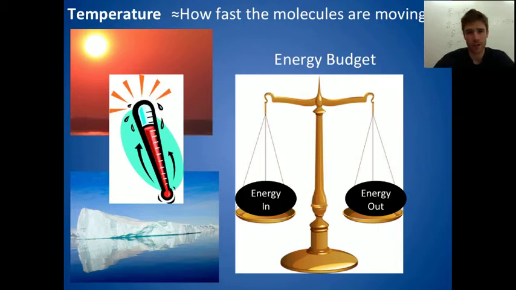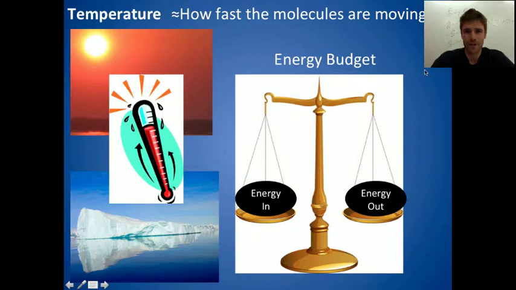If you have more energy coming in than leaving, then you have an imbalance in your energy budget, and you're going to have more energy accumulating in your system, and that's going to be manifested in an increase in temperature. The opposite is true as well. If you have more energy leaving your system than coming in, then you're losing energy, and so that's going to be manifested in a decrease in temperature. This is true for basically any object. It's not just the Earth, but it's definitely true for the Earth as well.